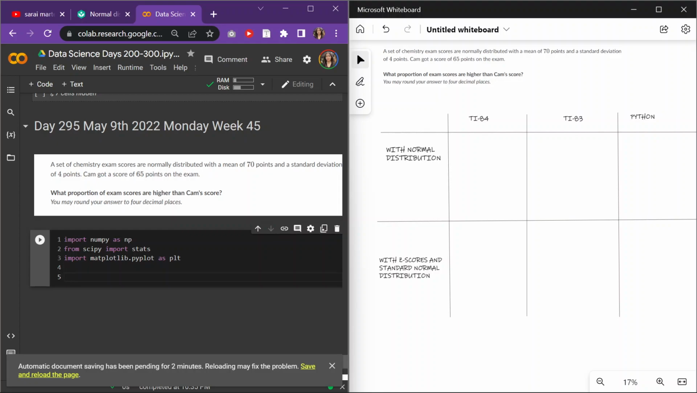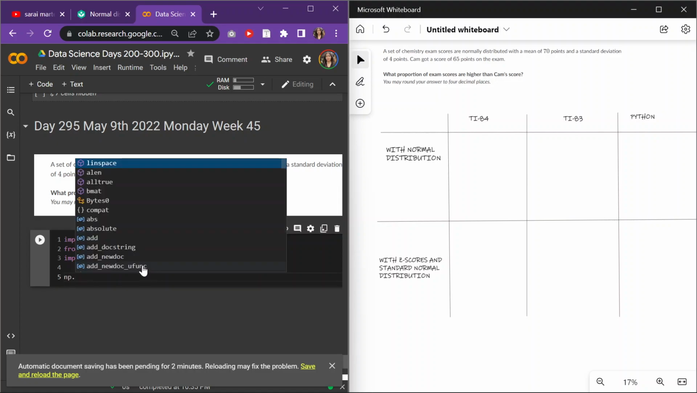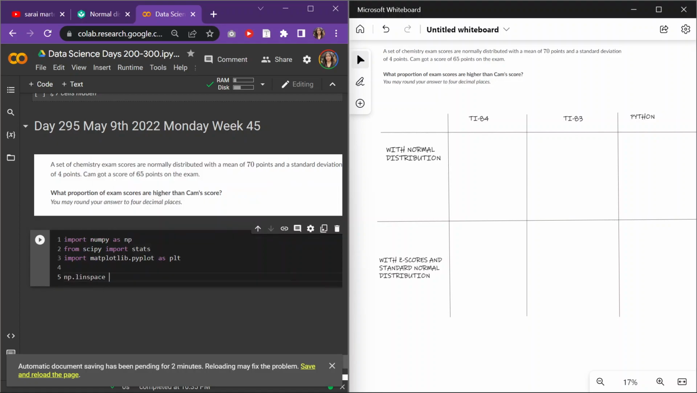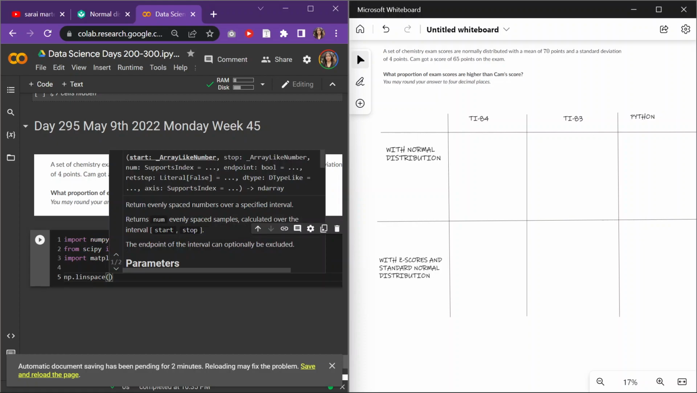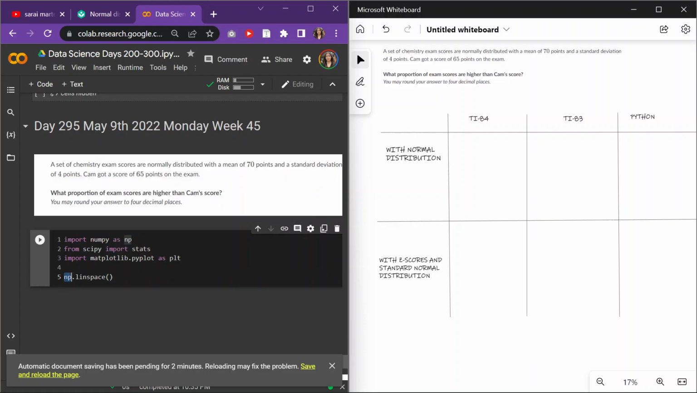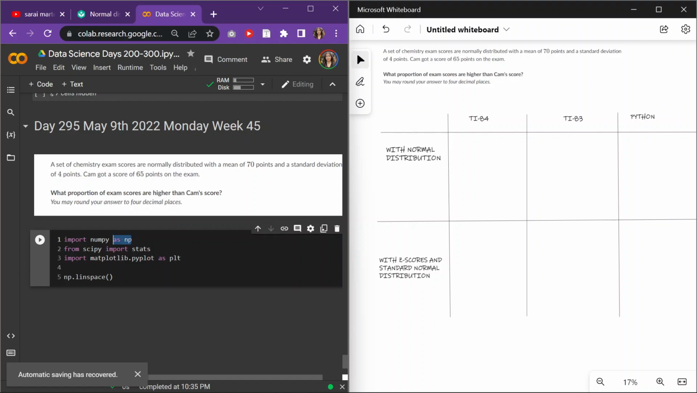So I'm going to start first with getting our x values. I'm going to use the linspace function that was already written for us from NumPy, and note that I used NP because I imported NumPy as NP. Instead of having to write NumPy.linspace or NumPy whatever, I do NP. It's a shorthand. Okay, so linspace is a function that takes in 3 parameters.